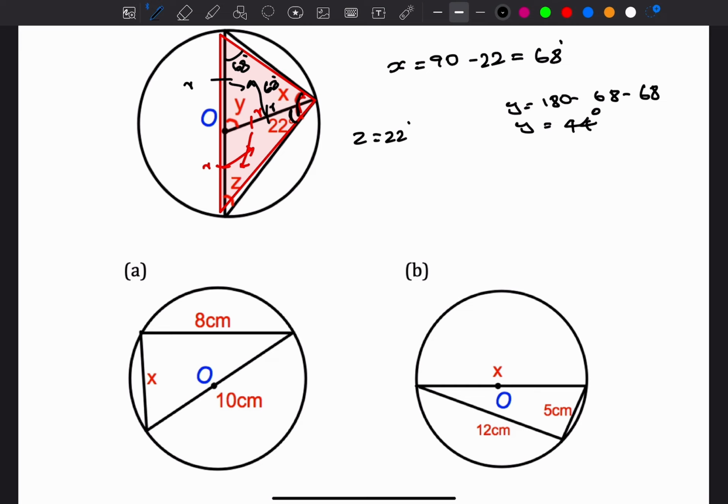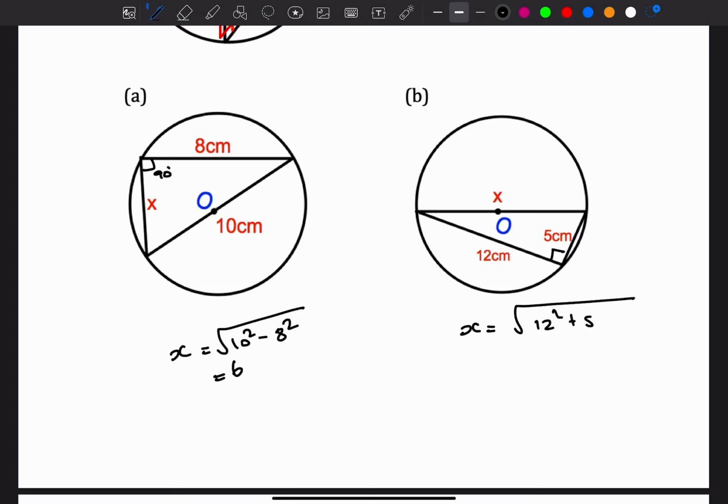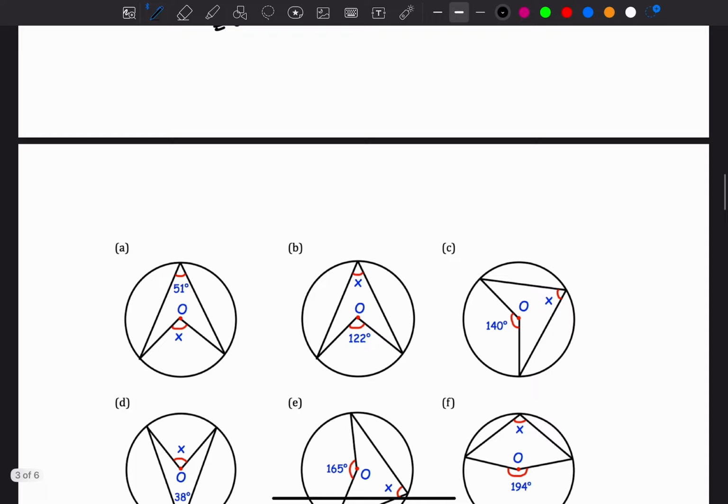Okay, this one is also angle in a semicircle, so that means this is 90. So this is a right angle triangle, and you just do Pythagoras on it. X is the shorter side, remember, square root of 10 squared minus 8 squared. That should give you 6. This one, angle in a semicircle is 90, so that means this is 90. So you just do Pythagoras to work out the x. X is the longer side, so you add it. 12 squared plus 5 squared. What's that? 13. Just use the fact that the angle in a semicircle is 90, and then everything is fine.